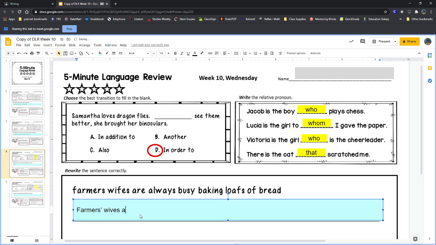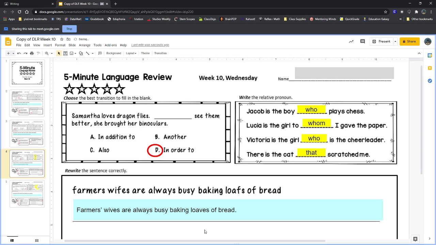Wives are always busy baking. Oh, baking with a G, not bacon. Loaves of bread. Period. Ooh, I'm glad I caught that one. I almost left mistakes in this sentence. I almost let them slide by.